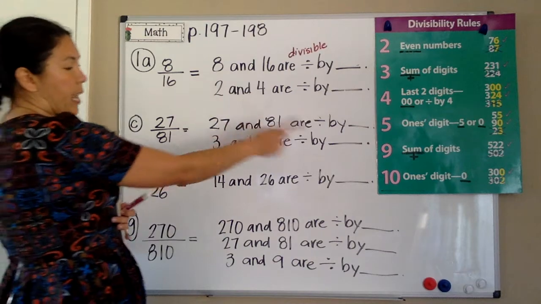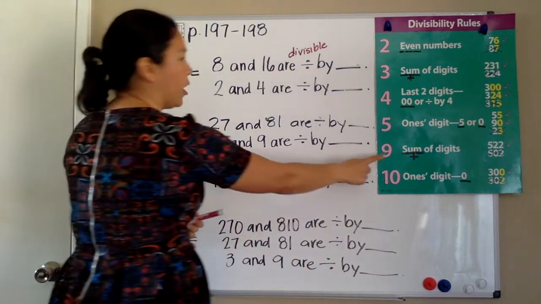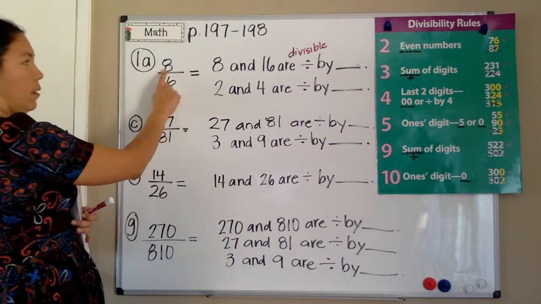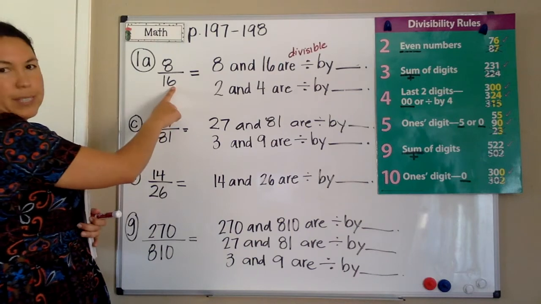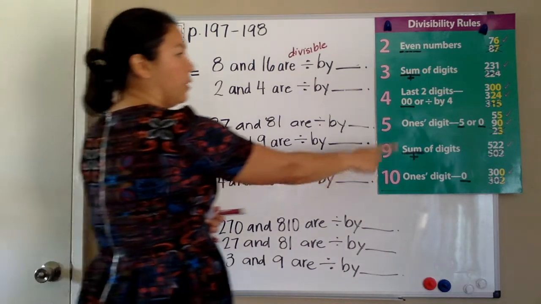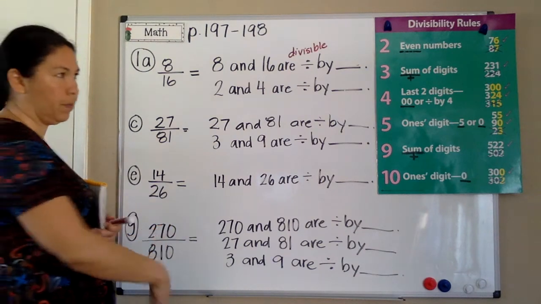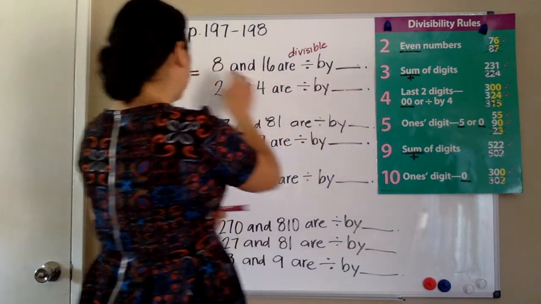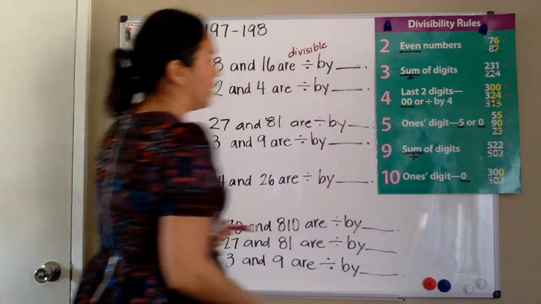So let's look at the 10 rule. Do these end in 0? No. Let's check the 9 rule. Well, can 9 go into 8 perfectly? No. 1 plus 6 makes 7. No, that doesn't work. Let's check 5. Do they end in 0 and 5? No. Let's check 4. Do they end in 2 zeros? No. Are the last 2 digits divisible by 4?